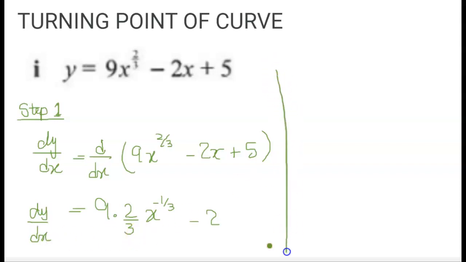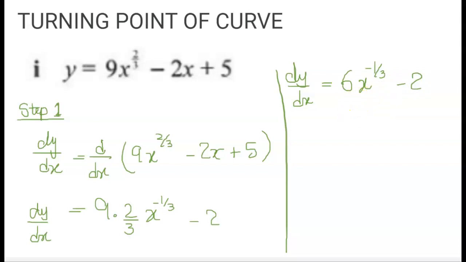You can do one more step here. 9 times 2 is 18, 18 divided by 3. Or you can just put this value in your calculator and that will give you a 6. So you will have dy over dx equal to 6x to the power minus 1/3, minus 2. This gives you the first differential.